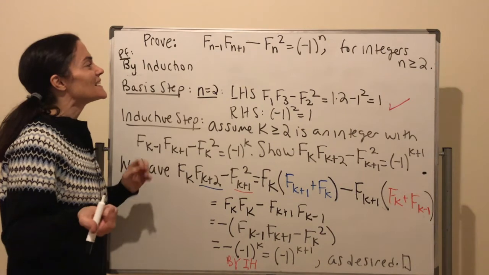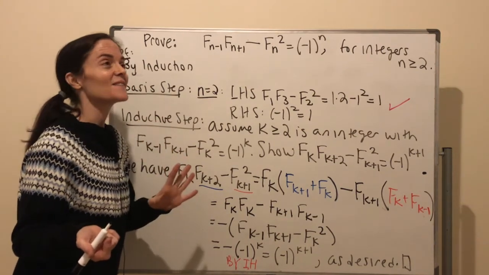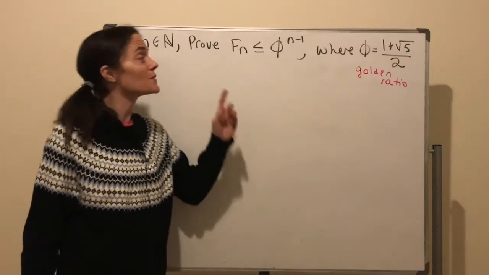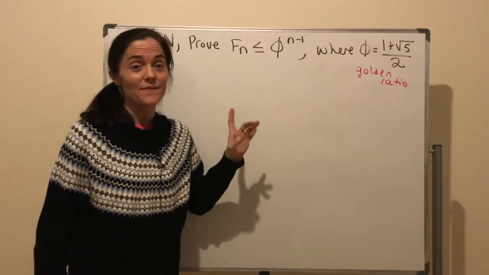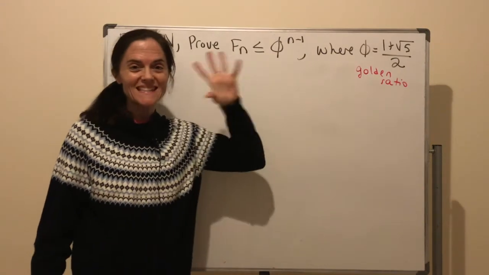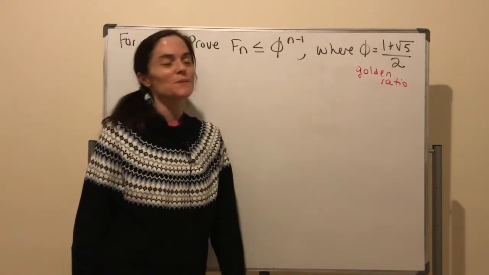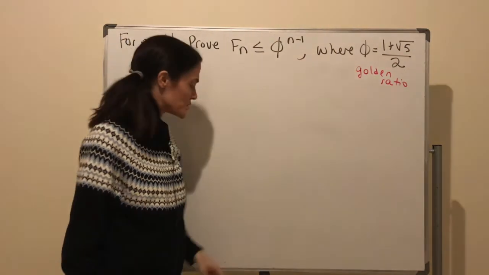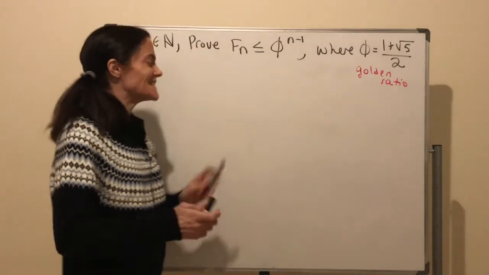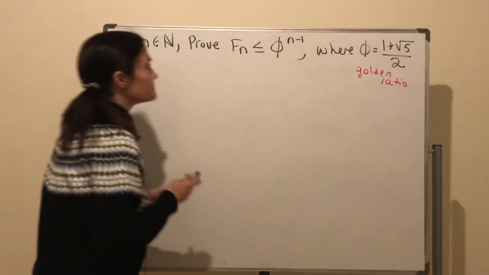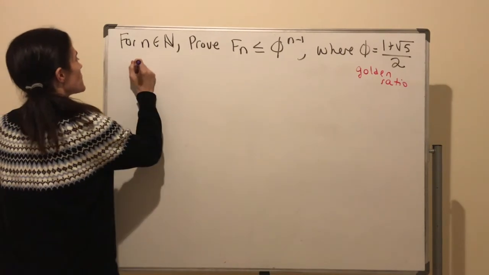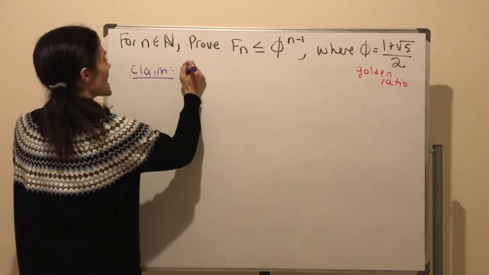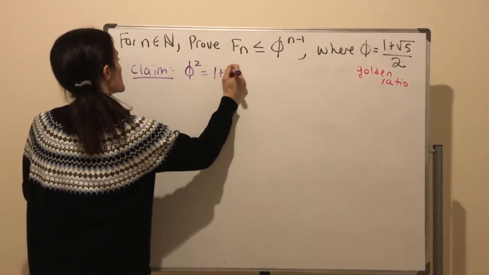Now, let's do one more example today, which is also super fun. Let's prove for natural numbers n that fn is less than or equal to phi to the n minus 1. Phi is what's called the golden ratio. It's this number right here. It's 1 plus the square root of 5 over 2. Now, before we get into the proof of this statement, I need to verify a claim that we will use, and that is that phi squared is 1 plus phi.